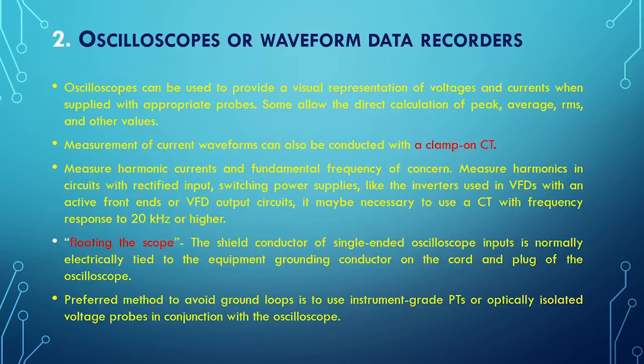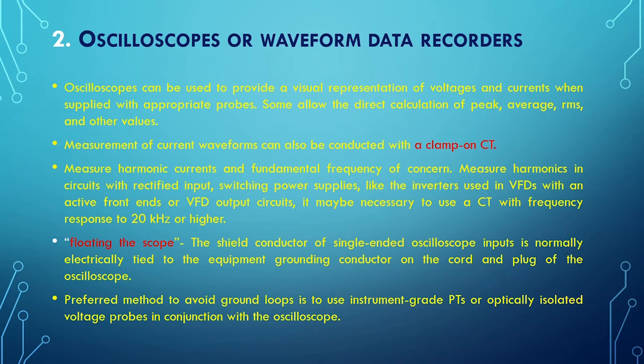Next one is the oscilloscope. Oscilloscope can be used to provide a visual representation of voltage and current when supplied with appropriate probes. Some allow a direct calculation of peak, average, RMS, and other values. For example, a clamp on CT, which is a current transformer, we can use a clamp on CT to take the measurement of a current waveform.